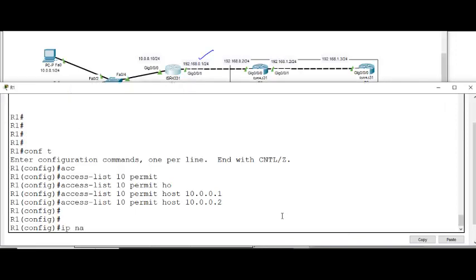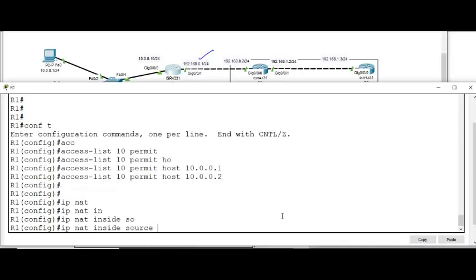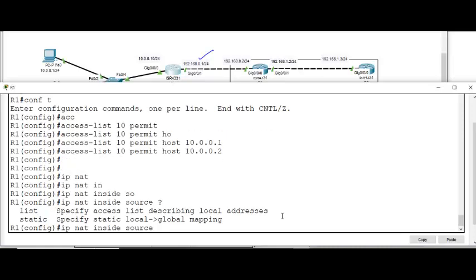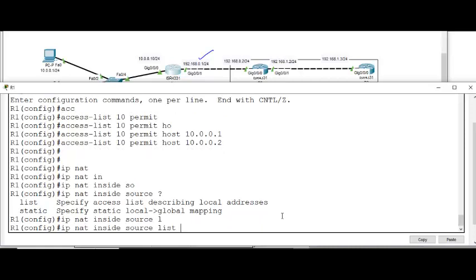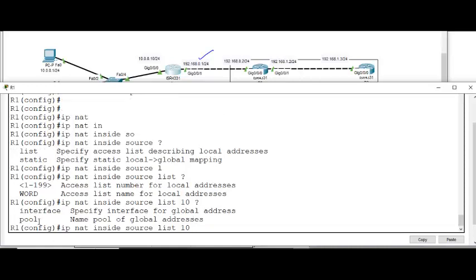Say 10, these are the two addresses I'm calling, right? If these two addresses come, I can use the pool, but I don't want a pool because I don't have many IP addresses. I'm just going to use the interface. Now it is not static NAT, it is list. Which one? G0/0/1. You agree? You understood? I'm saying if anyone in this list comes, use this address on this interface to get NATted.